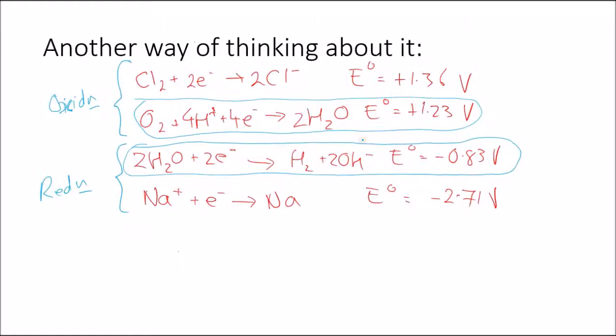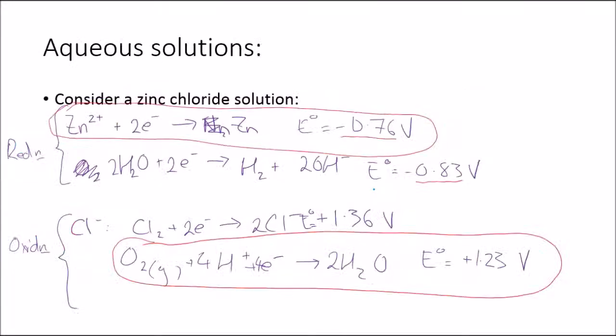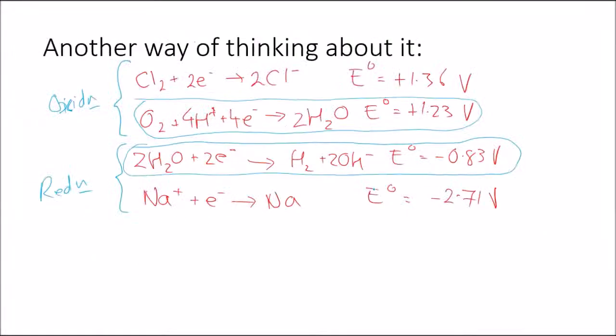This would have worked with our previous example of sodium chloride and potassium bromide. It's just that in those I actually had them written around the wrong way, so these two should have been at the bottom, and these two here should have been at the top, and then the middle two would have been bromide and sodium reacting. Same with these ones here.